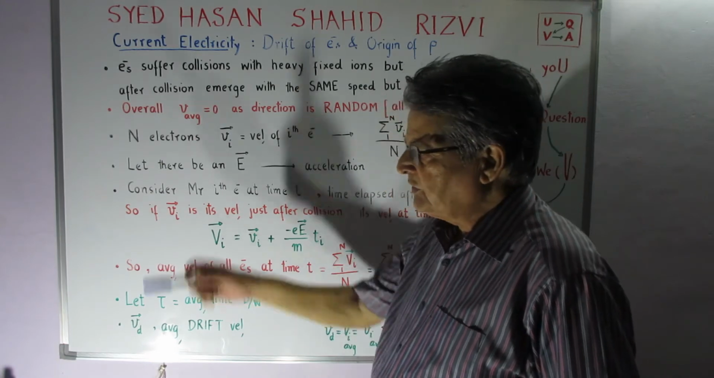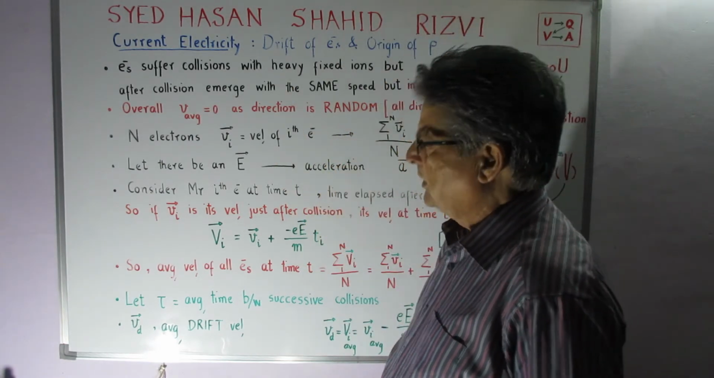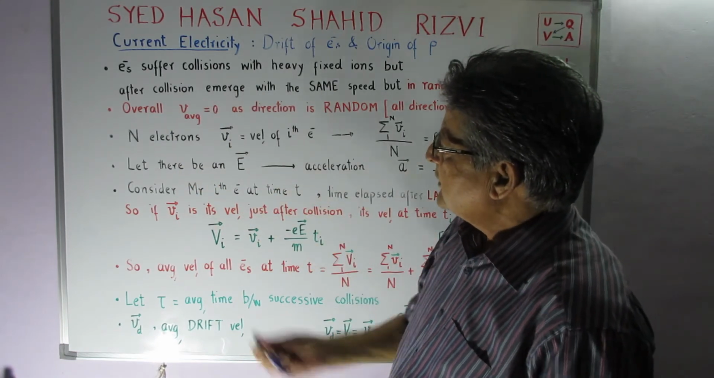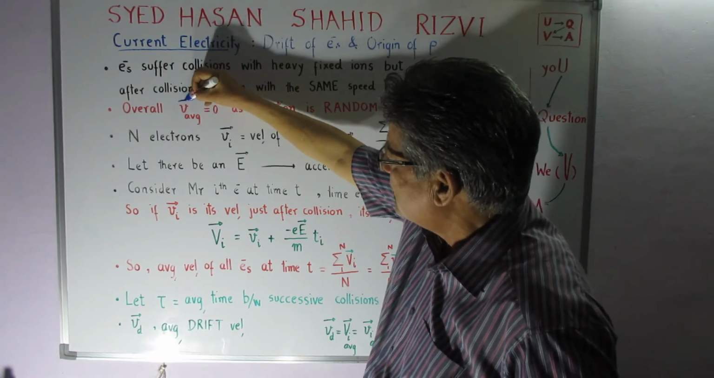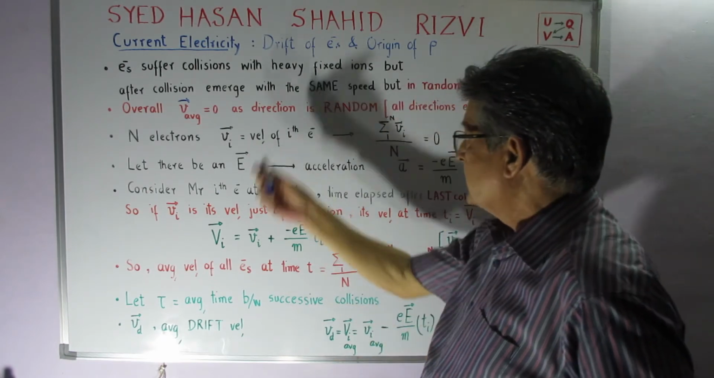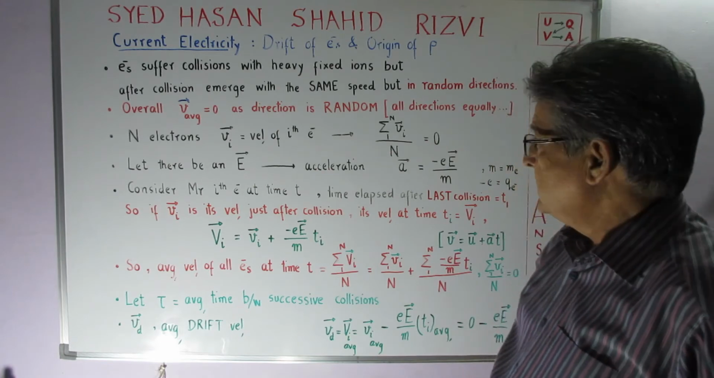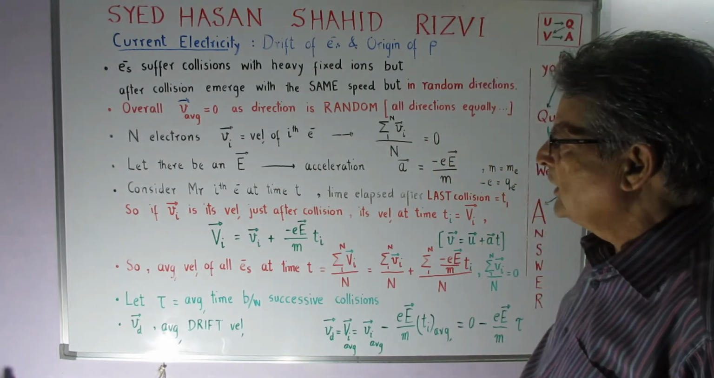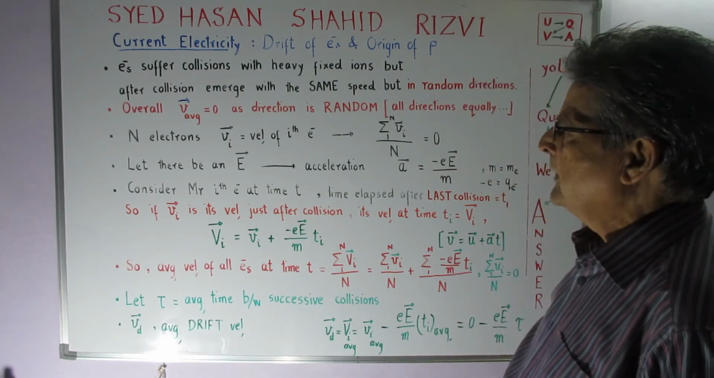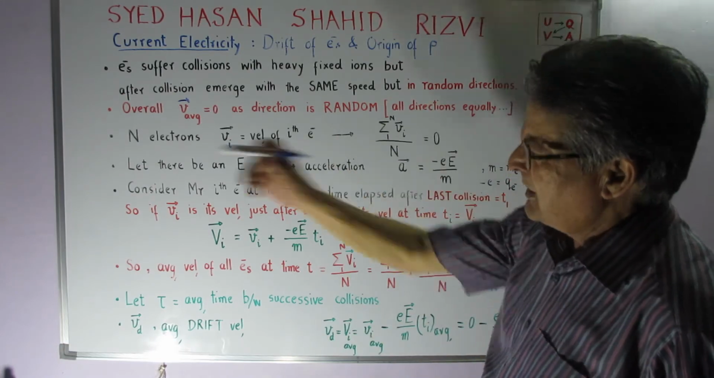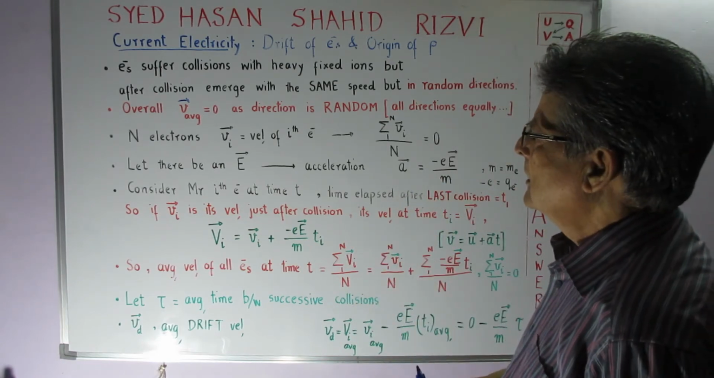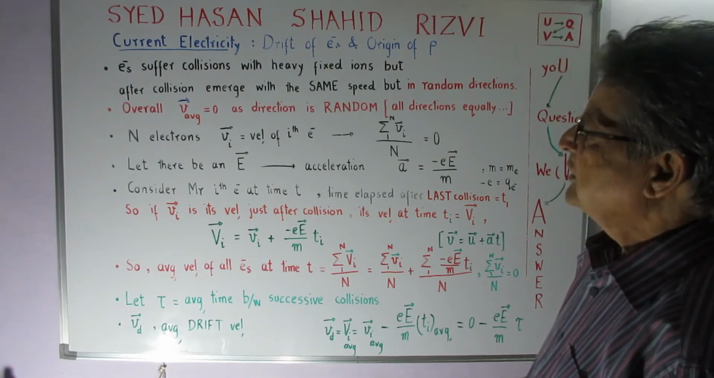Now, let's use our earlier understanding over here. So overall, the average velocity must be equal to 0, as the direction is random. Random means all directions are equally preferred and they are equally existing. Some are going like this, some going like this, some coming like this. So overall, the average velocity is equal to 0.